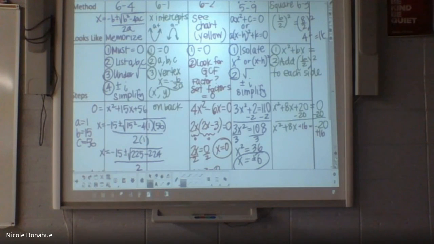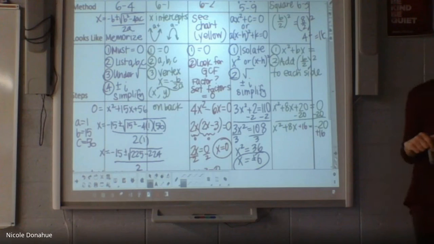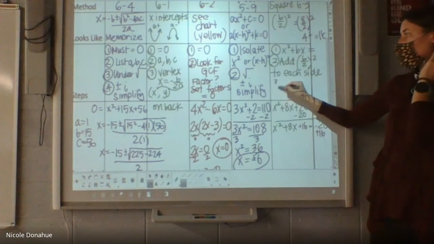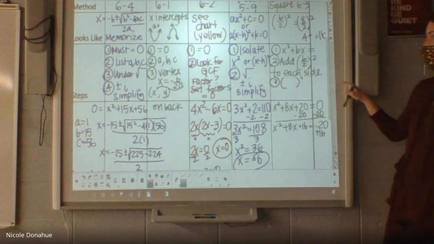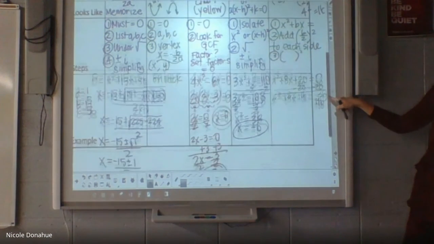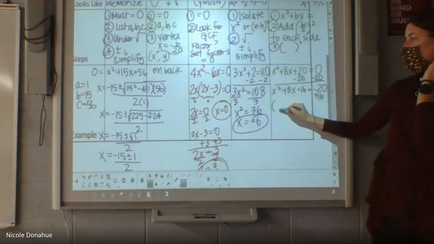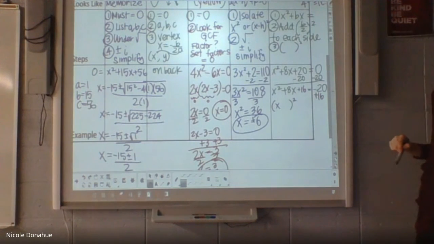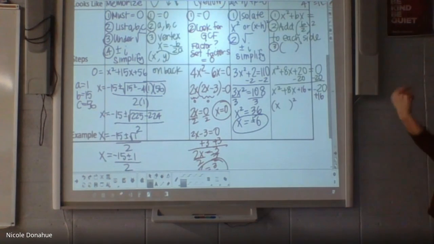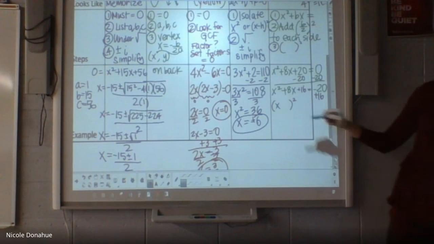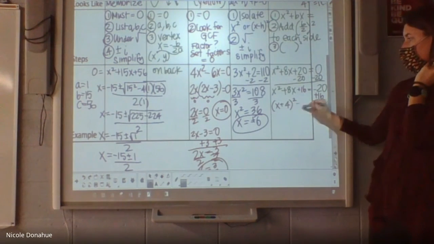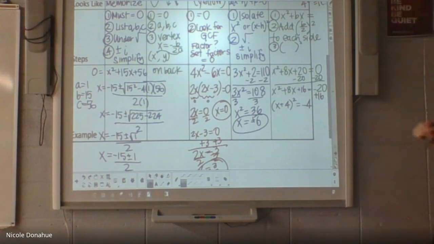Now I'm ready to factor that left side, and since we chose to complete the square, it's always going to be a perfect square factor. So it's always going to be the quantity squared. So this is going to be x plus 4, because that multiplies to give me 16, but adds to give me 8. And this over here is also a negative 4.